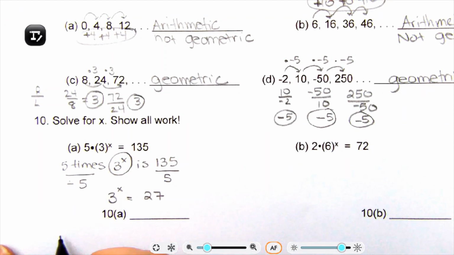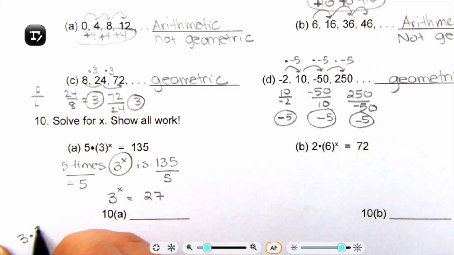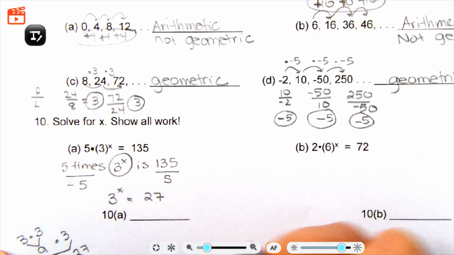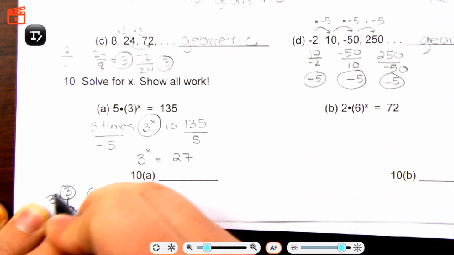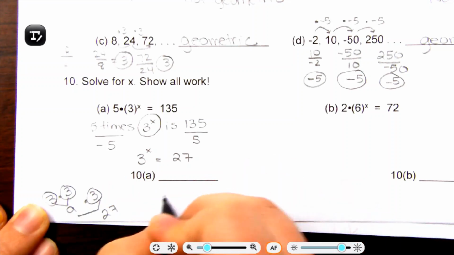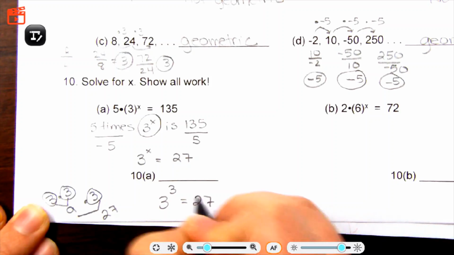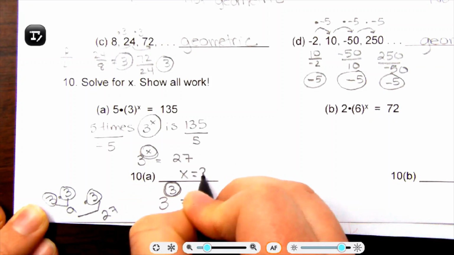And then now we have to play a guessing game. 3 to what power is 27? So 3 times 3, that's 9, times 3, that is 27. So how many total 3's do I have? I have 1, 2, 3. So that means 3 cubed is 27. So then what is the value of x? The value of x is 3.